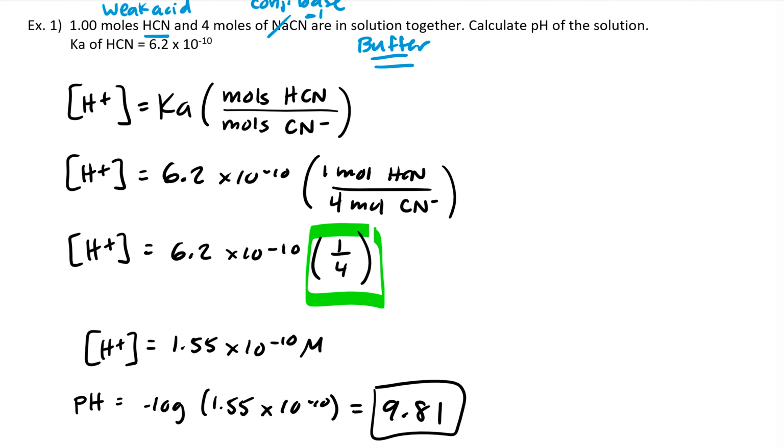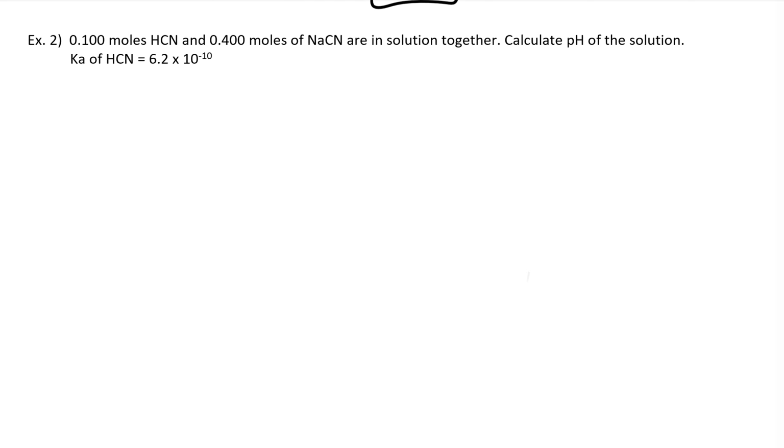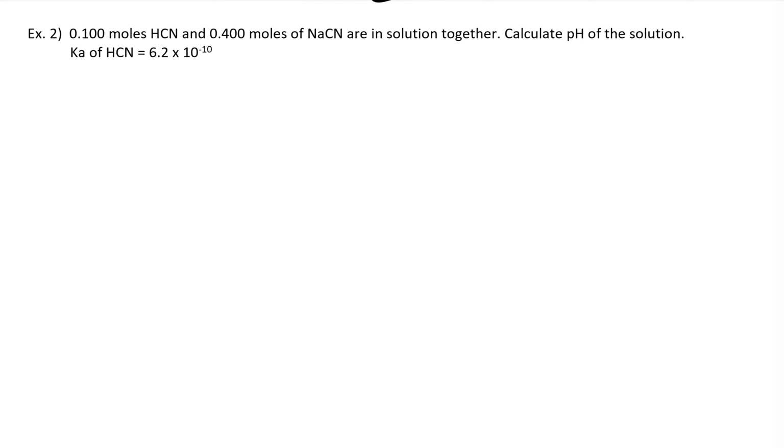Okay. Example number 2. We have 0.100 moles of hydrocyanic acid, that's our weak acid, and 0.400 moles of sodium cyanide. Again, ignore the sodium. We really have cyanide ion, which is the conjugate base of our weak acid. So again, we have a buffer solution.